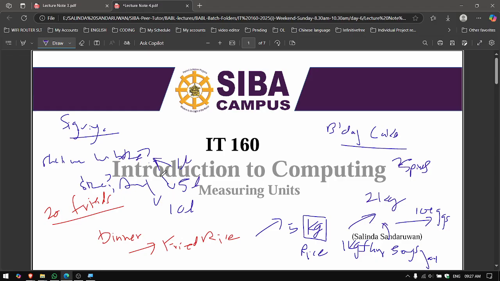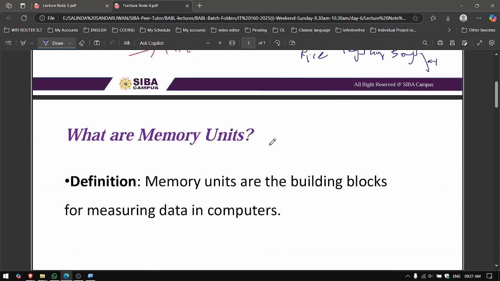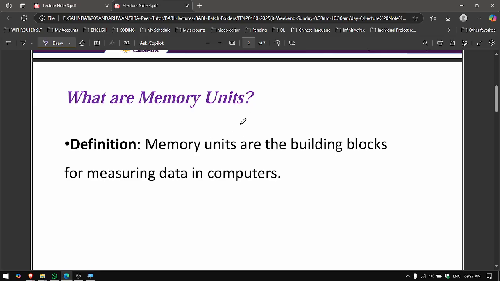So why do we have to use measuring units? Because we should specify the requirements. When it comes to computing, why do we need the memory units? Because they are the building blocks for measuring data in computers. Memory units are the building blocks for measuring data in computers. They are relative things.